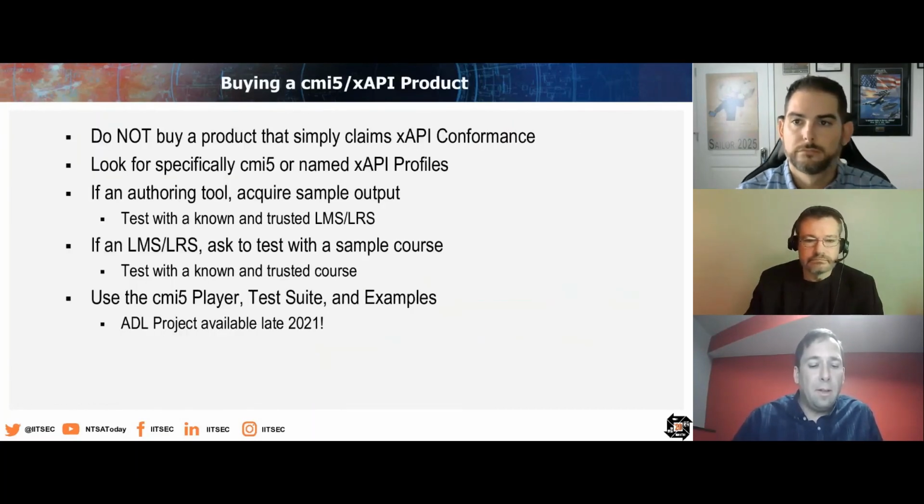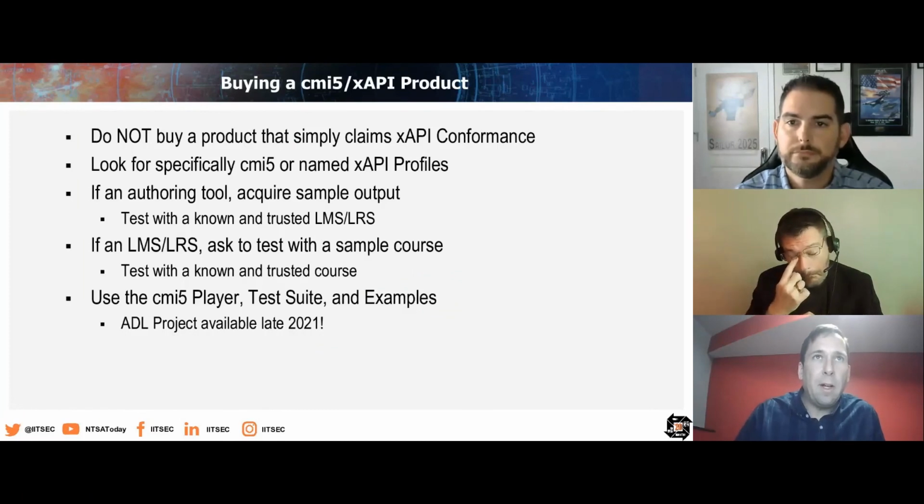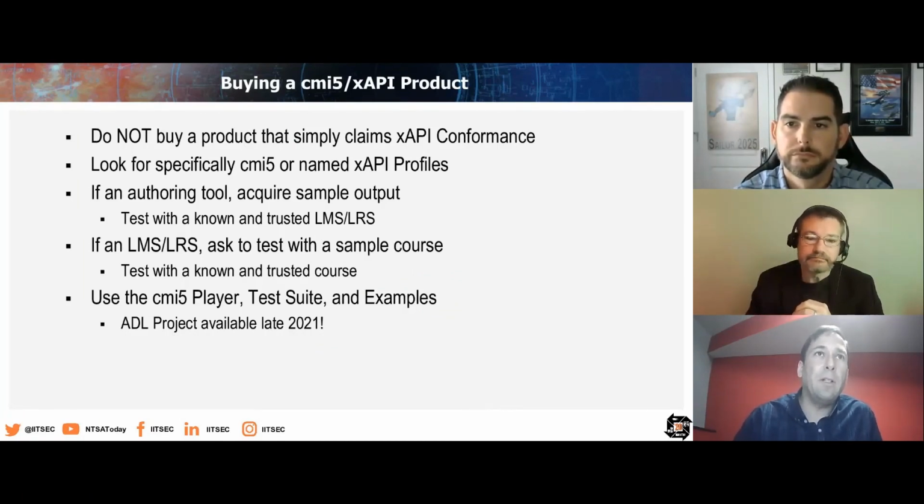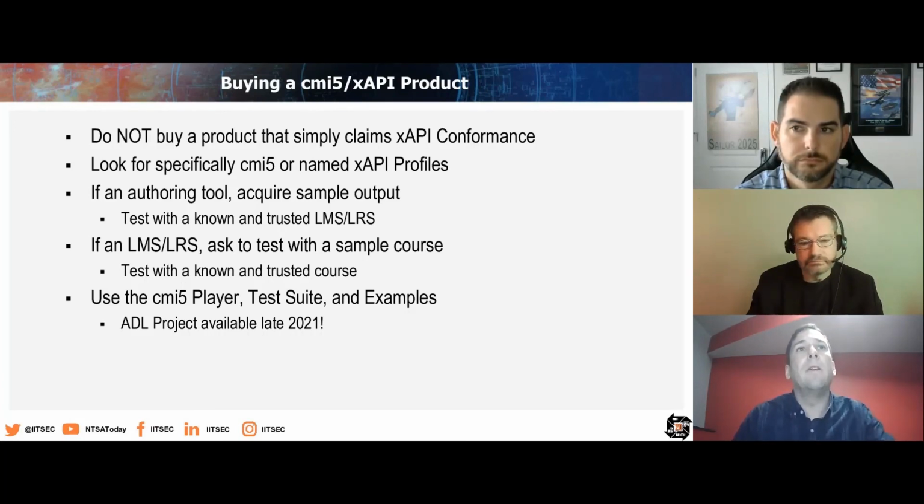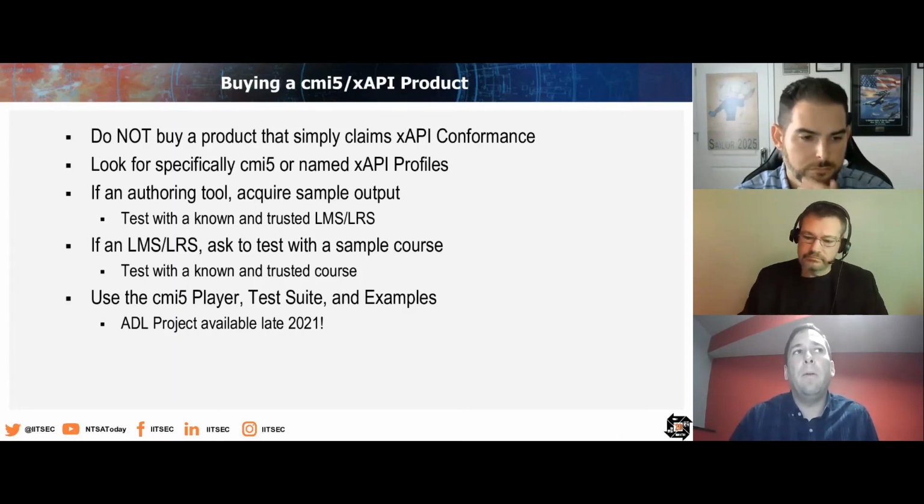So what I want to talk about next is buying a cmi5 or xAPI product. If you're looking to get into acquisition, here are some tips that we can provide to you. First, do not acquire a product that simply claims xAPI conformance. Because xAPI is so open, if a tool is just telling you it implements xAPI, it's not going to be very clear what that is. You won't really know what you're going to get.